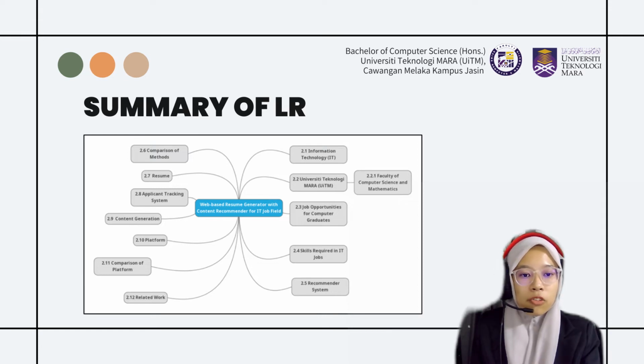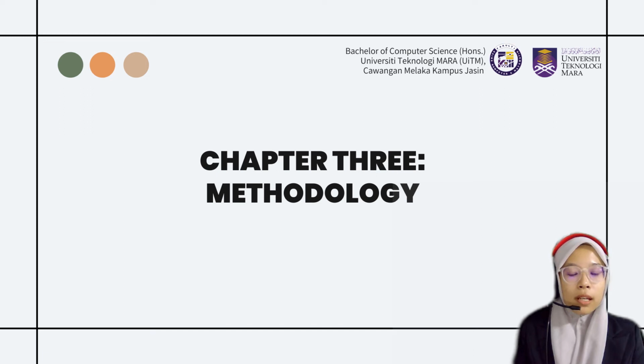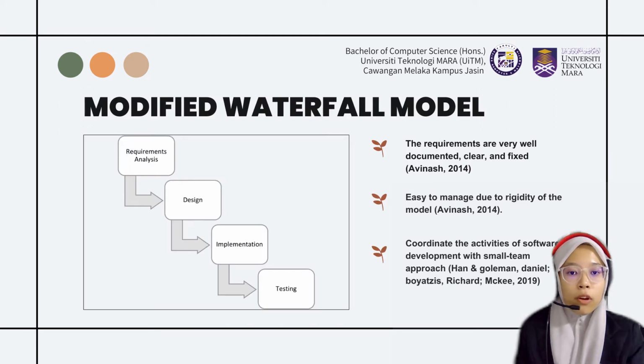Next, Chapter 3 Methodology. The methodology implemented in this project is the Modified Waterfall Model. As you can see, there are a few phases in the Modified Waterfall Model, which are requirement analysis, design, implementation, and also testing. There are a few reasons why this Modified Waterfall Model is chosen as this project methodology. Firstly, the requirements are very well documented, clear, and fixed.